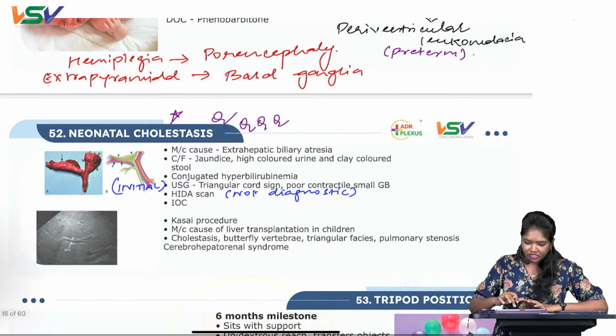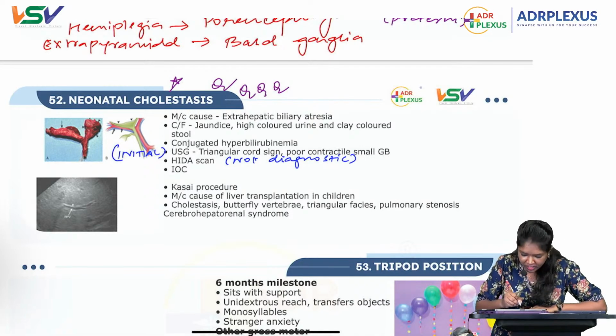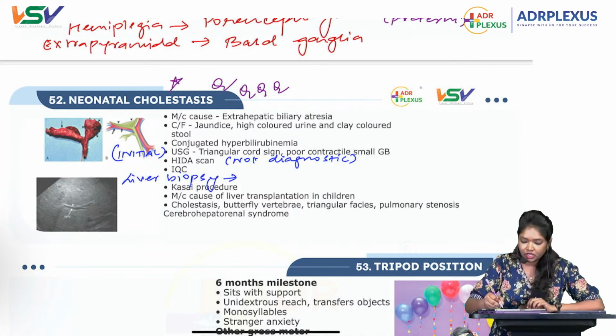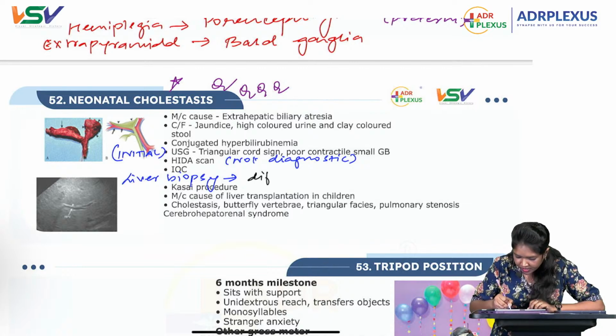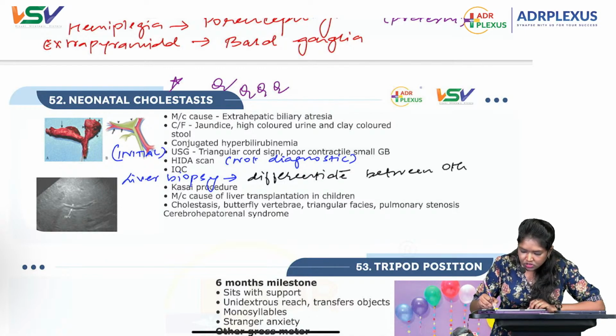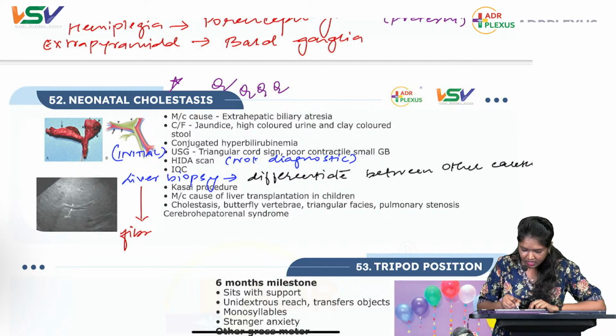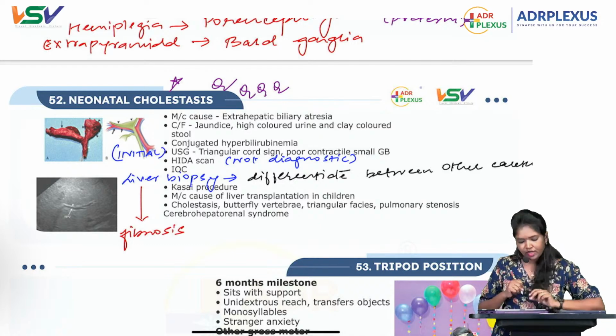Next question. What is the confirmative test, or which test can you use to differentiate between other causes? It is liver biopsy. See, I am telling the exact words because exact words will be asked. Liver biopsy is used to differentiate between other causes of neonatal cholestasis. In the liver biopsy, you will see fibrosis and proliferation.